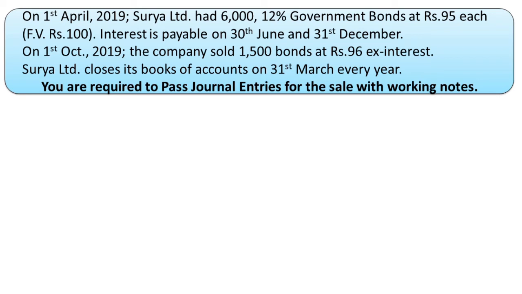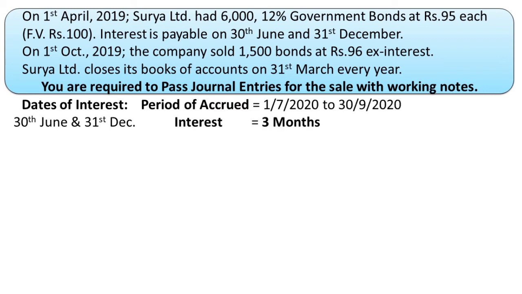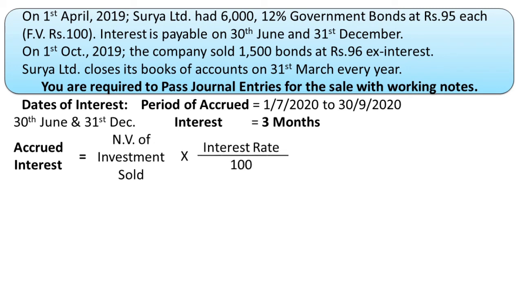Let us start by noting down the dates of interest first, which are 30th June and 31st December, to calculate the period of accrued interest from the last date of declaration of interest up to the date of sale. If we calculate this, the period of accrued interest is 3 months. Now let us calculate accrued interest. As we know the formula, nominal value of investment sold multiplied by rate of interest divided by 100 multiplied by period of accrued interest divided by 12.